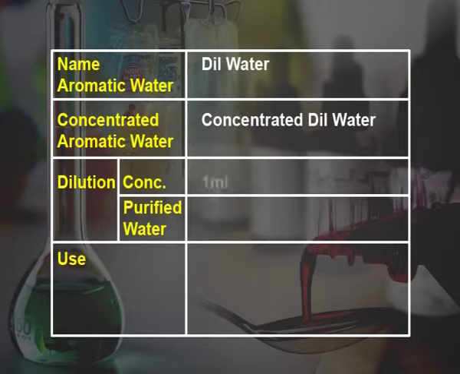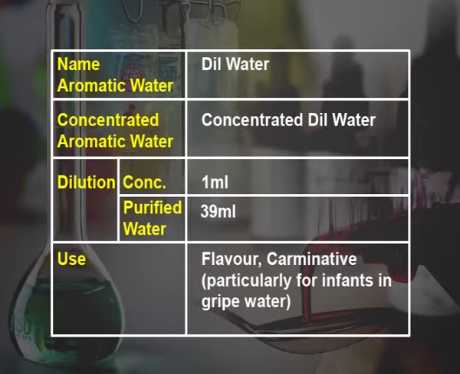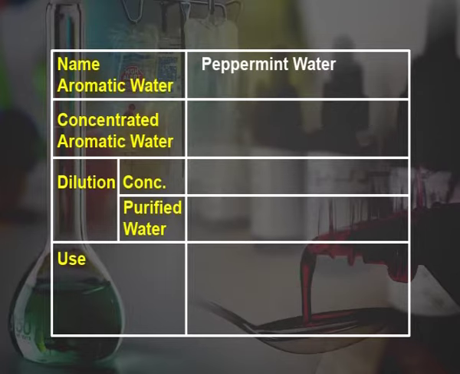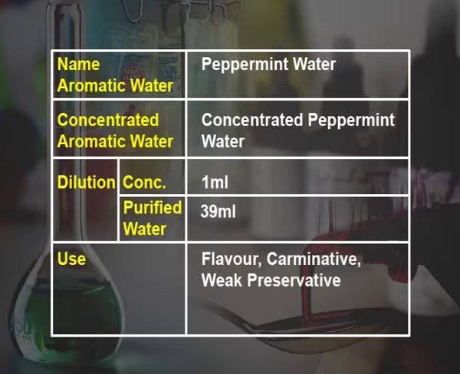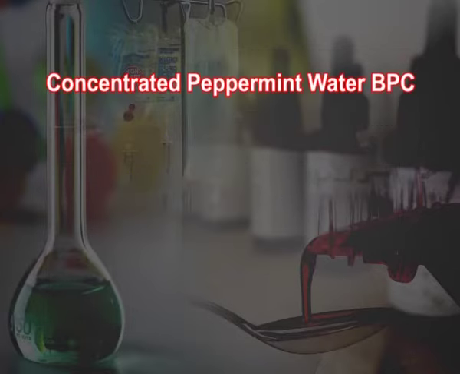From concentrated dill water, 1 ml of concentrated dill water diluted by 39 ml of water and it is used as flavoring and carminative vehicle, particularly for infants in dry water. Similarly, from concentrated peppermint water, we can prepare simple aromatic water by dilution. 1 ml of concentrated peppermint water diluted by 39 ml of purified water and this vehicle is used as flavoring, carminative and weak preservative.